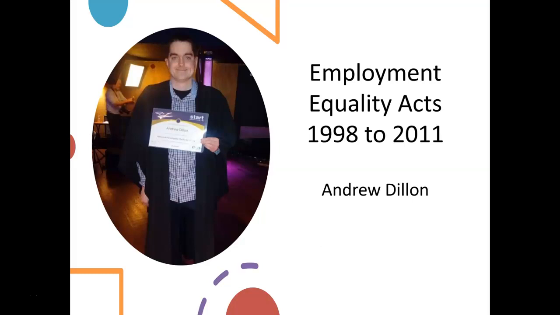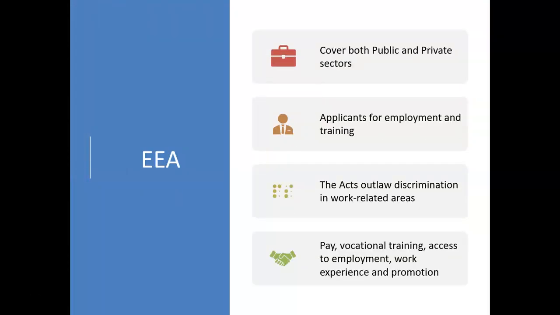The Employment Equality Acts 1998 to 2011. Now let's start off. The first part of the Employment Equality Acts tells us about the sectors and applicants. They cover both public and private sectors, applicants for employment and training. The Acts outlaw discrimination in work-related areas: pay, vocational training, access to employment, work experience and promotion. Those are huge facts about the Employment Act.